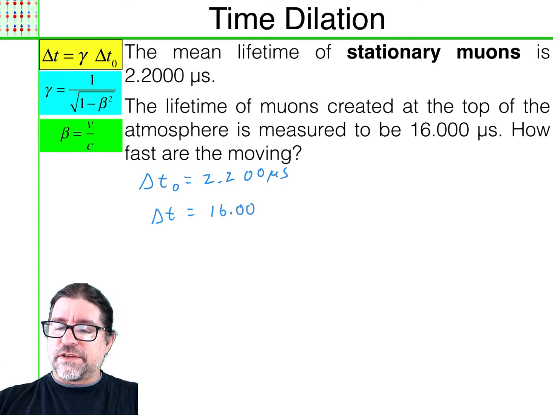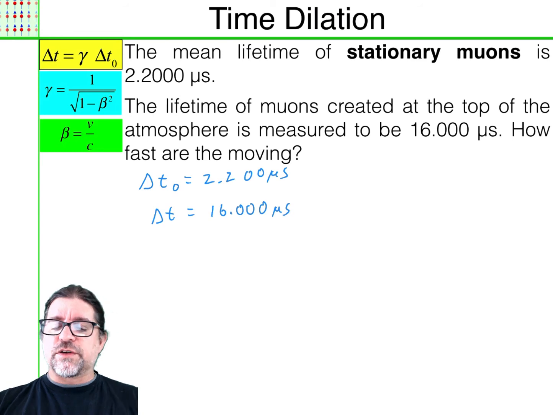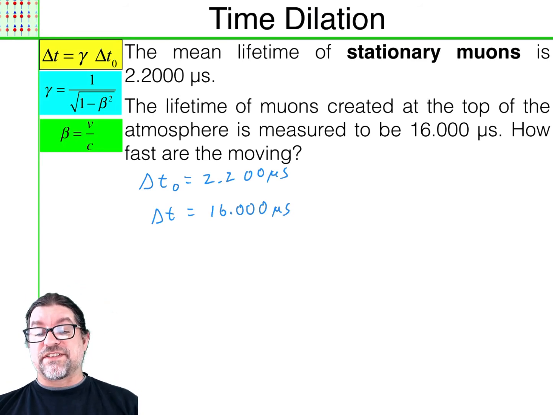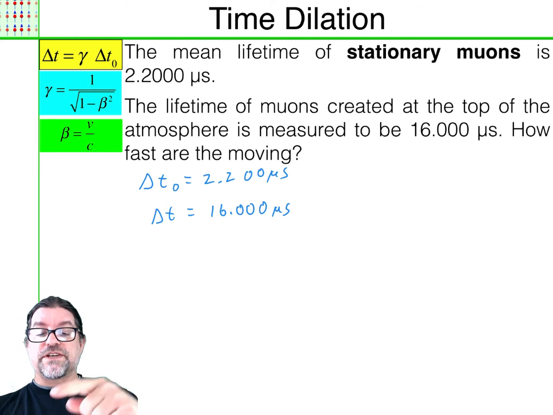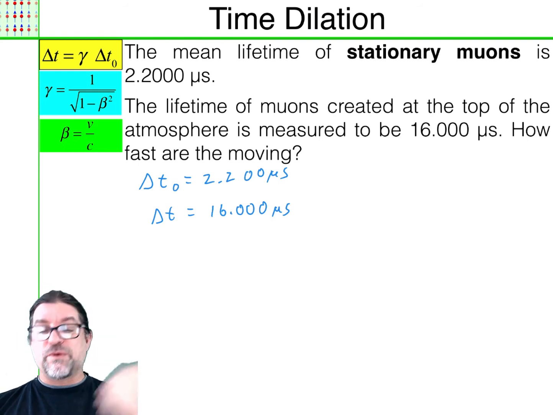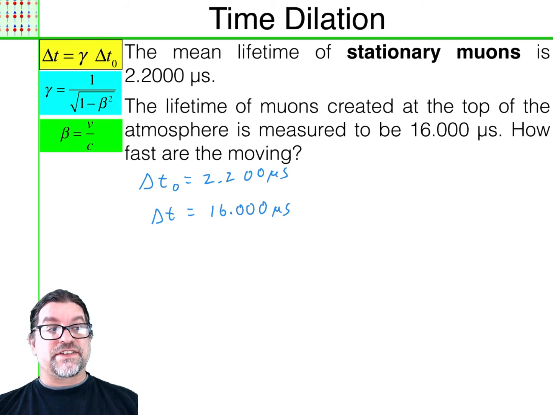16.000 microseconds. So we measure their lifetime in our reference frame to be 16 microseconds, a lot longer than when they are at rest. If we know that the mean in their frame is 2.2 microseconds, but we measure it in our frame to be 16 microseconds, we can use that to find out how fast they're going, right?